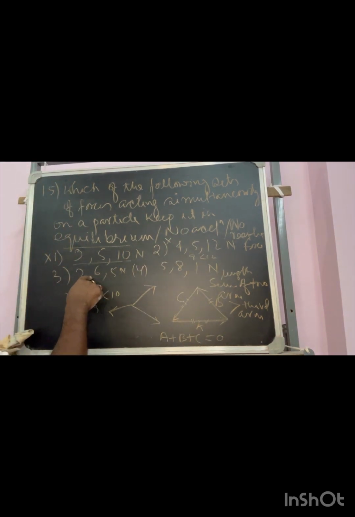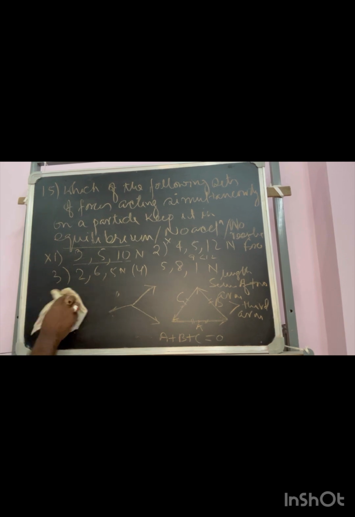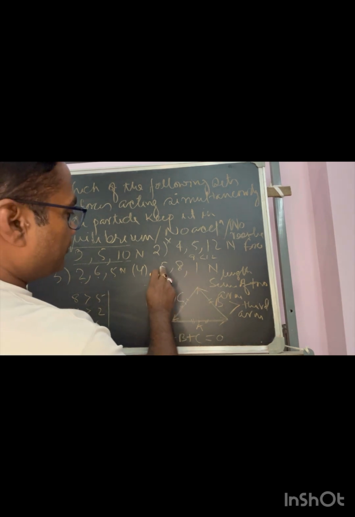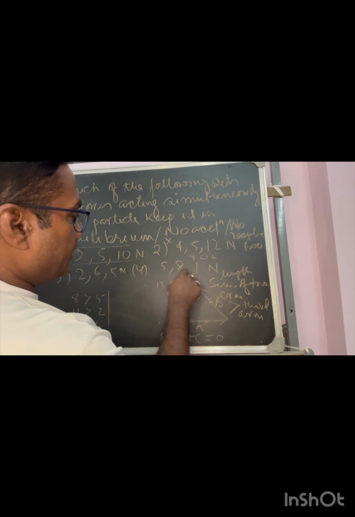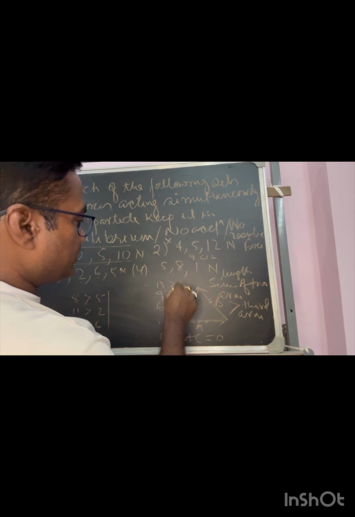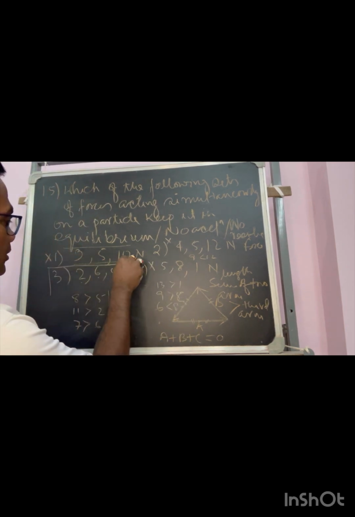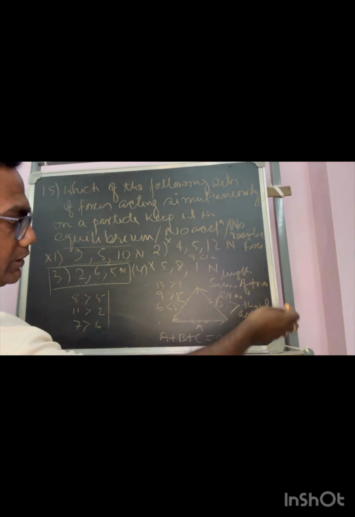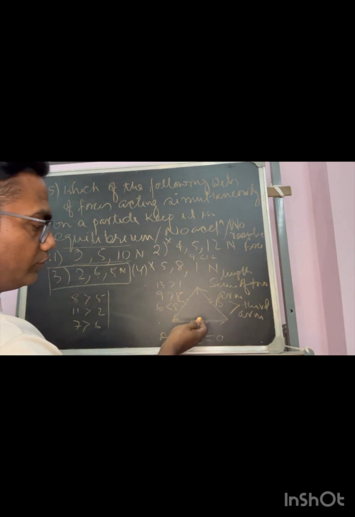2 plus 6, 8, more than 5, the first is okay. 11 greater than 2, 7 greater than 6. So all three combinations follow the triangular law. Let me check this one: 5 plus 8, 13 greater than 1. 8 plus 1, 9 greater than 5. 5 plus 1, 6 less than 8. So it is also not following. So only this one follows the rule of the triangle, and consequently follows the rule of equilibrium.